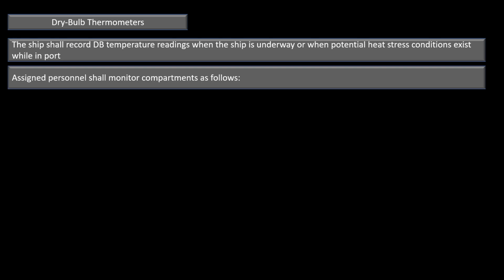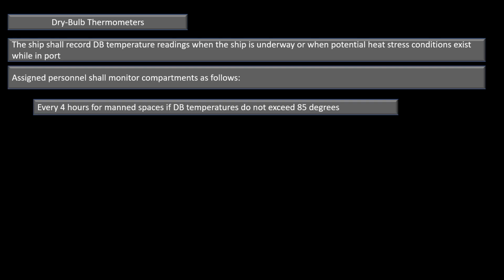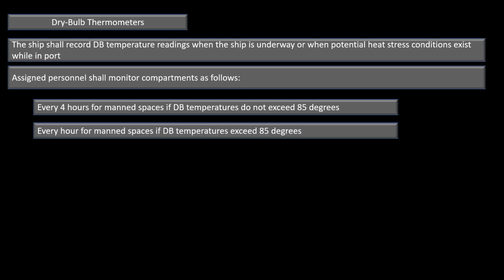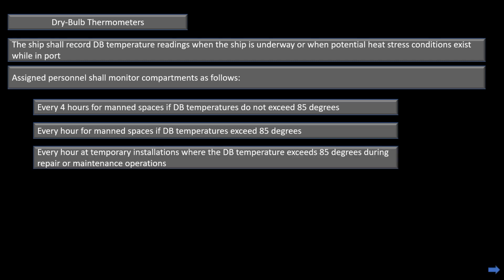Assigned personnel are going to monitor compartments as follows. Every 4 hours for manned spaces if the dry bulb temperatures do not exceed 85 degrees. Every hour for manned spaces if dry bulb temperatures exceed 85 degrees. And every hour at temporary installations where the dry bulb exceeds 85 degrees during repair or maintenance operations. Okay? Every 4 hours in manned spaces if it's not over 85 degrees. Every hour when it exceeds 85 degrees. And then every hour at temporary installations where the dry bulb thermometer exceeds 85 degrees during repair or maintenance operations.